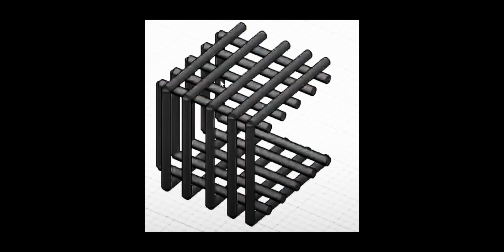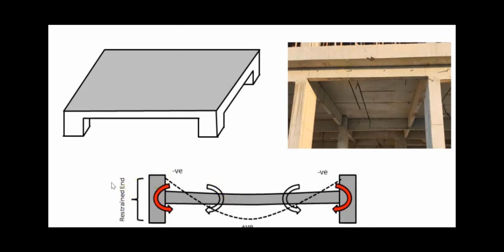You can see here we will be providing the mesh in this way. This is the end view. So you can see here there will be mesh provided 1, 2, 3, 4, 5 like this, and in the opposite direction. Similarly, there will be mesh provided at the bottom in this direction and this direction. This is the end view of your slab. And since there are restraints provided at the end, there will be both positive and negative bending moment taking place.